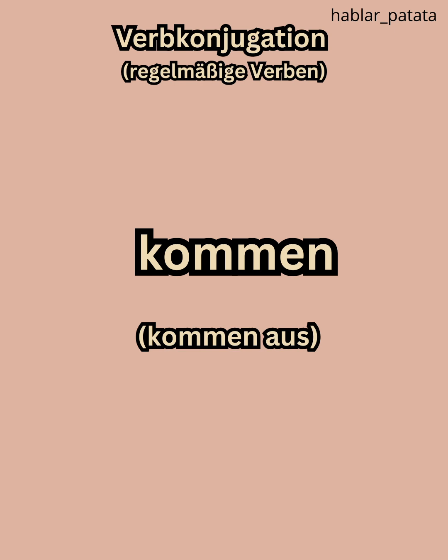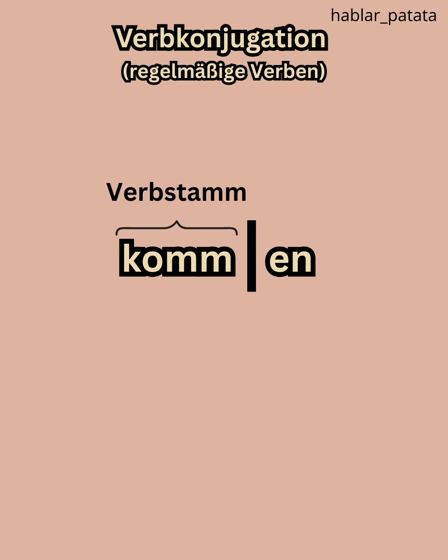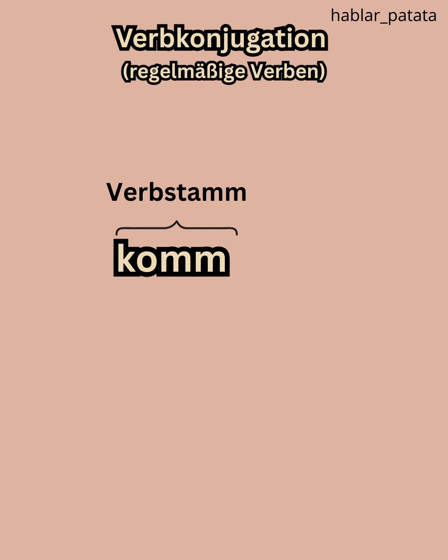In German, we don't often say we are from a country, but rather we come from a country. In most contexts, we use the verb kommen with the preposition aus. When conjugating a regular verb, we first remove the ending en. What remains is called the stem of the verb, in German Verbstamm. We now add the ending we need for the respective pronoun to the stem of the verb. That would be as follows.